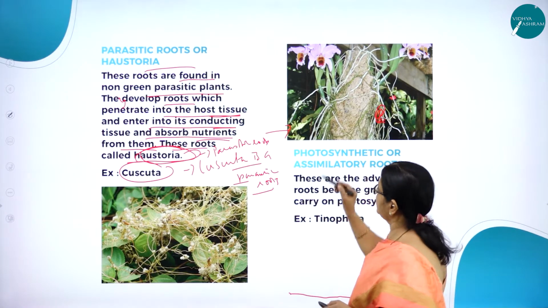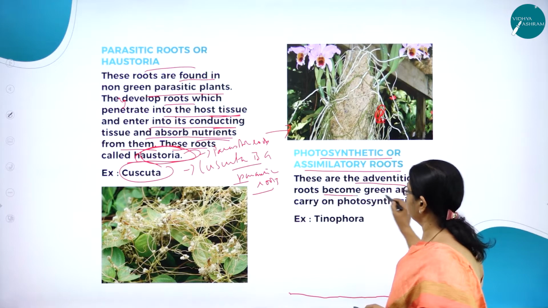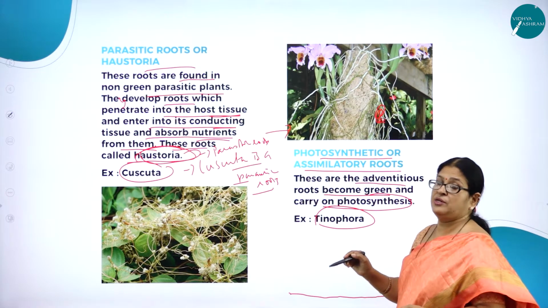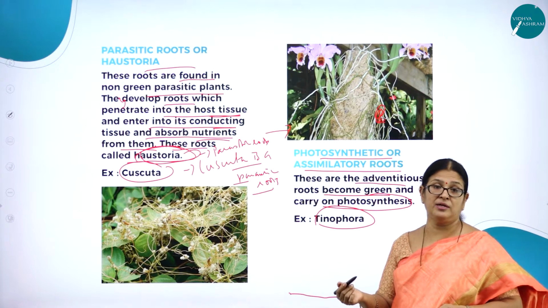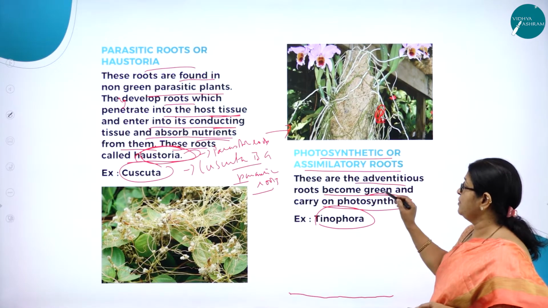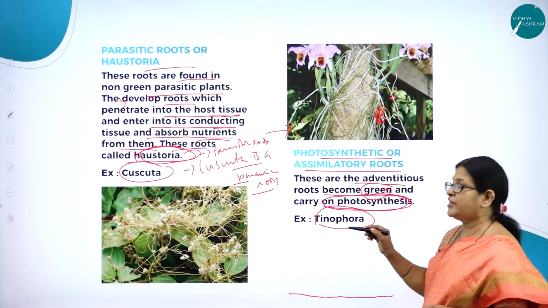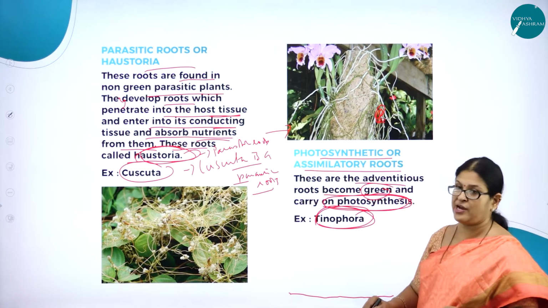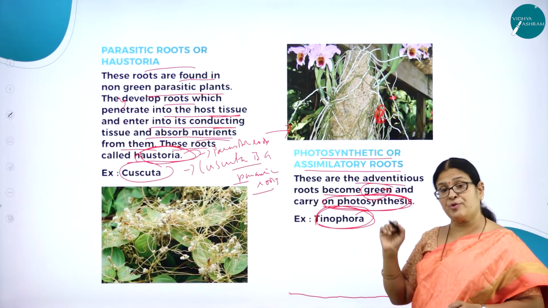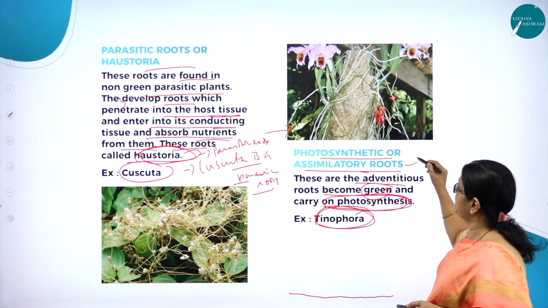Next, photosynthetic or assimilatory roots. These are adventitious roots that become green and carry on photosynthesis. Usually the roots are brownish in color and devoid of chlorophyll, but sometimes the adventitious roots become green and have chlorophyll to carry on what? Photosynthesis. For example, you can take the example of Tinospora. For parasitic root, you can take the example of Cuscuta. So such roots which are modified to carry on photosynthesis are called assimilatory roots.